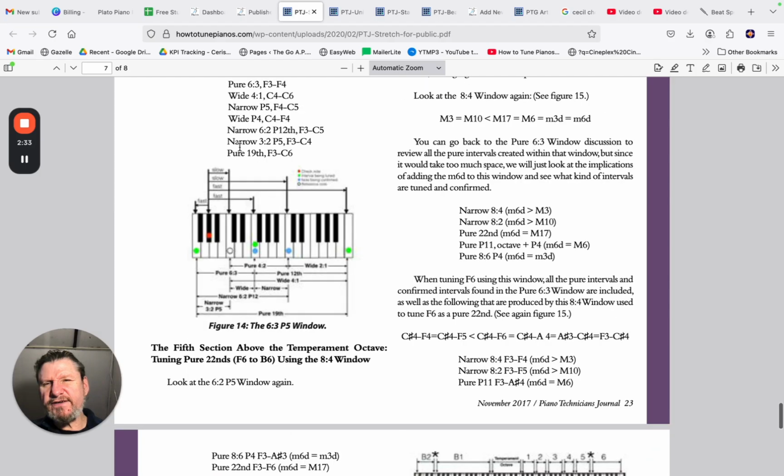And the entire set is shown right here, where you have one check note, and no matter which interval you play with that check note, the beats are always occurring at the top.